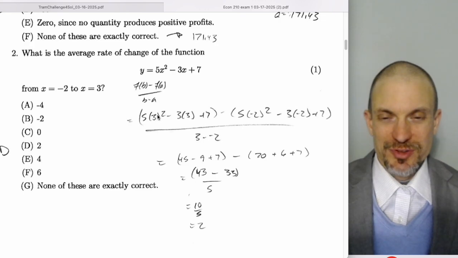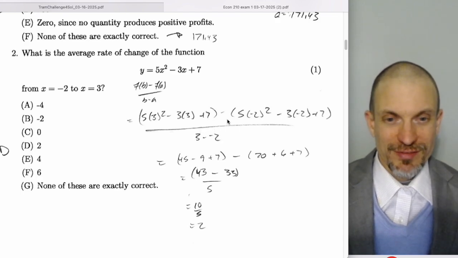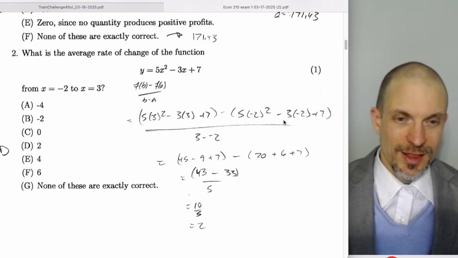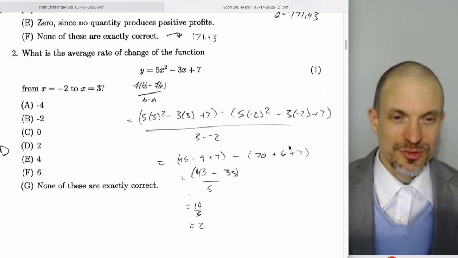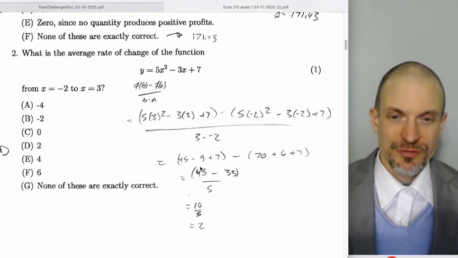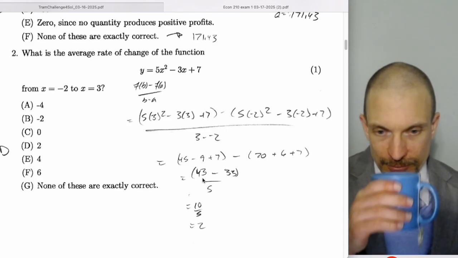All right, so 5 times 3 squared is 45. Minus 3 times 3 is minus 9, plus 7. Minus 5 times 2 squared, so that's minus 20. And then minus 3 times minus 2 is going to be plus 6, plus 7. The 7s cancel off. We've got to deal with some of the other things here. We get 43 minus 33.